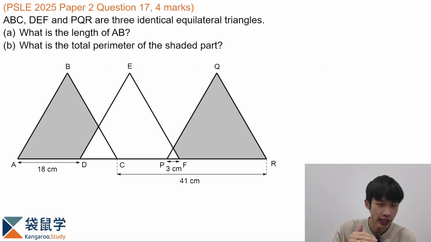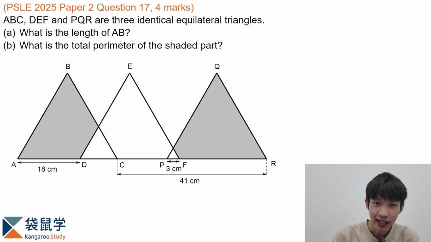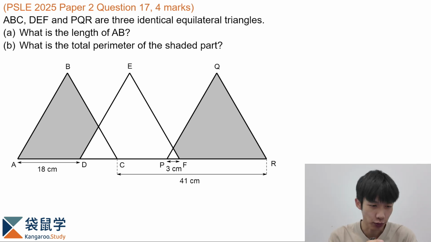So here we have three triangles, and ABC, DEF, and PQR are three identical equilateral triangles. Identical means the area should be what? Area should be the same. And equilateral means what? All three sides of each triangle should also be the same. And that's what we can get from here. And then, what else? The question asks, what is the length of AB? That means we need to find the side length of each triangle.